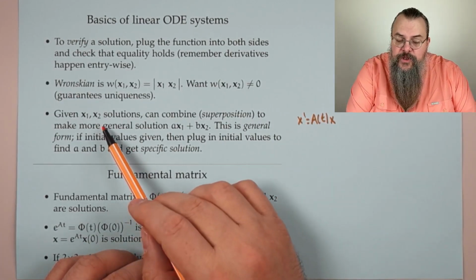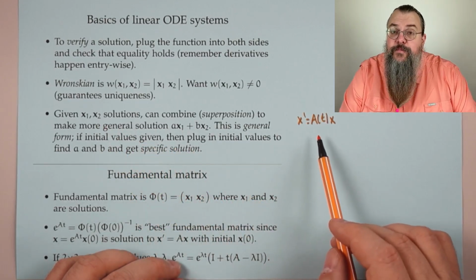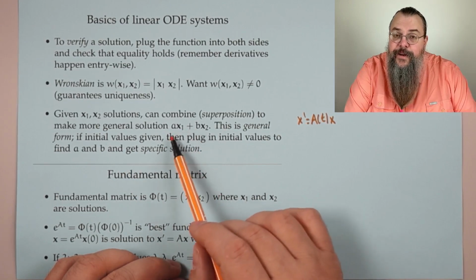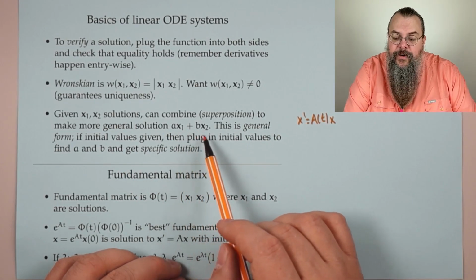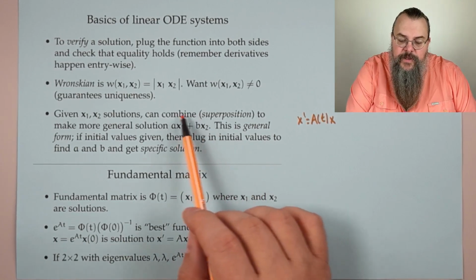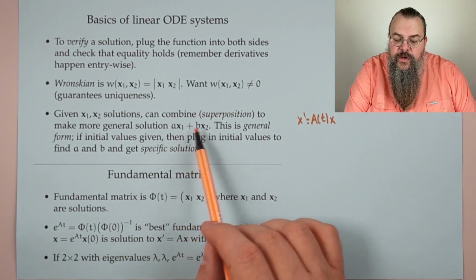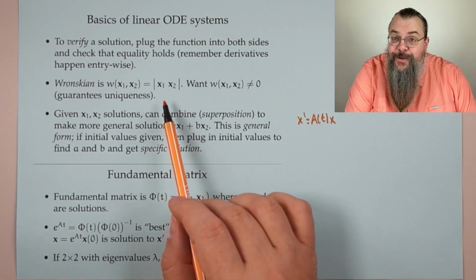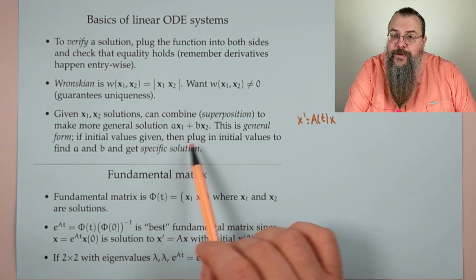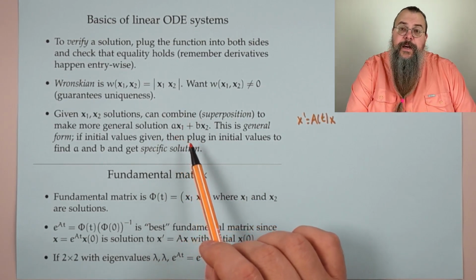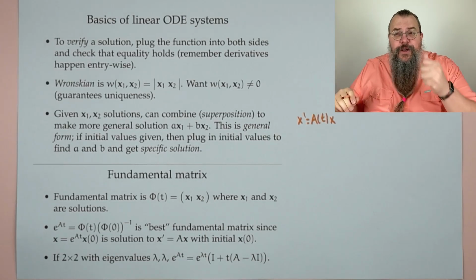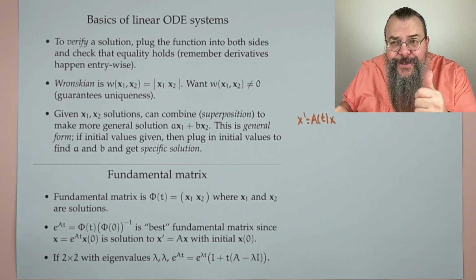So if we have solutions, then we can make more solutions. And it's wonderful. You take a linear combination. Now, this will be what we call the general form. So in other words, if you have two which are linearly independent, which you can check with the Wronskian, then all solutions would look like this for a 2x2 system. Now, you say, okay, general form, all solutions. What if we want the one solution?